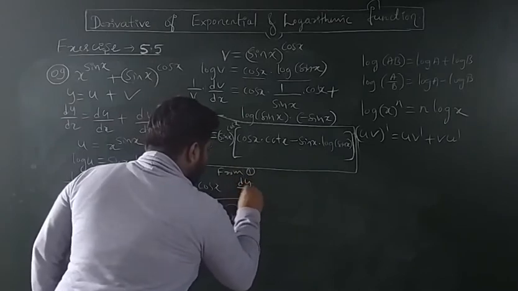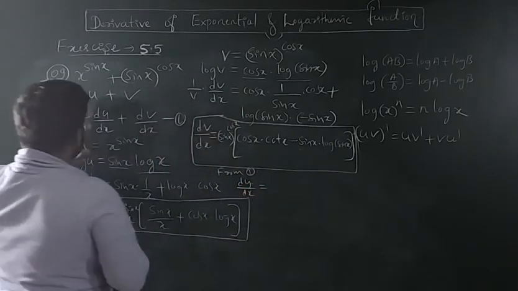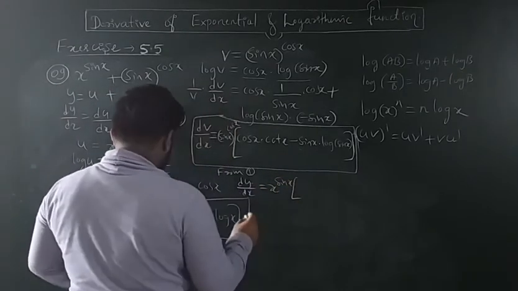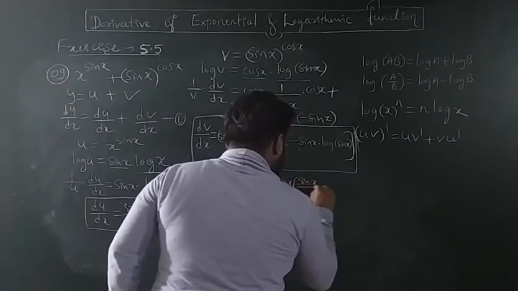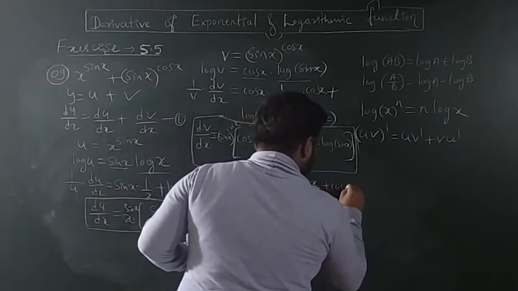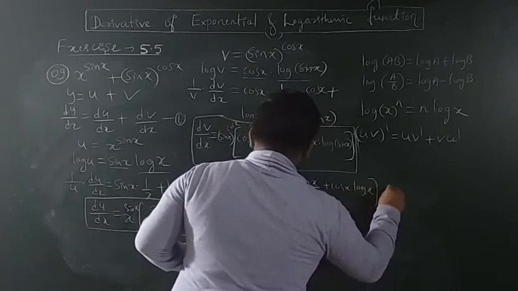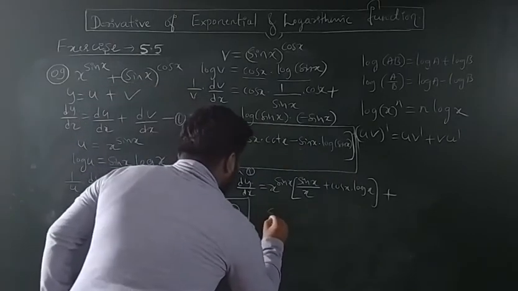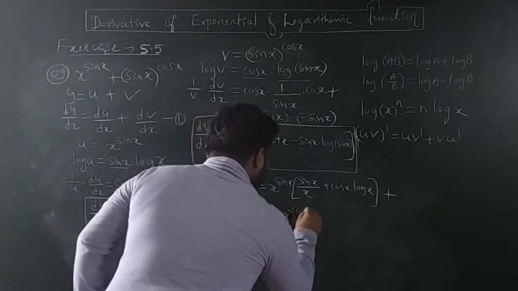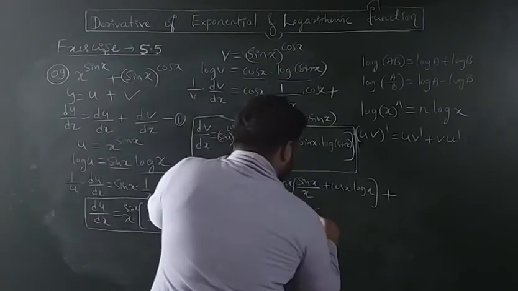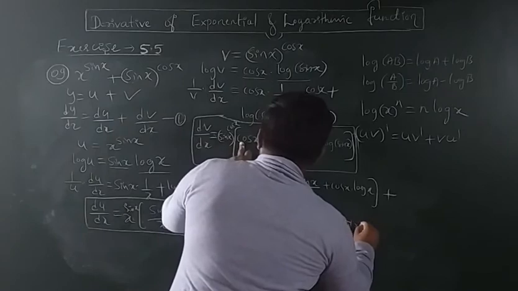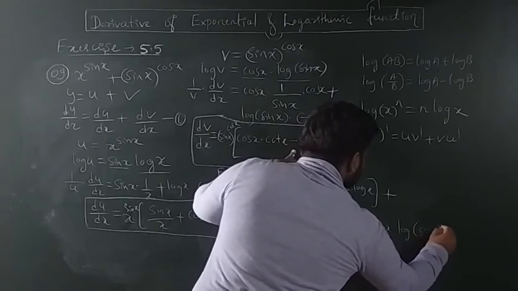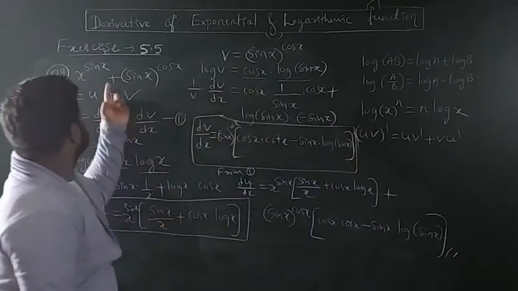put these values. What do we have? dy by dx equal to du by dx: put this value, x raised to sin x into the bracket sin x by x plus cos x into log x. Here plus is there, plus dv by dx value, sin x to the power cos x into the bracket cos x into cot x minus sin x into log of sin x. So this is the answer for question number 9.